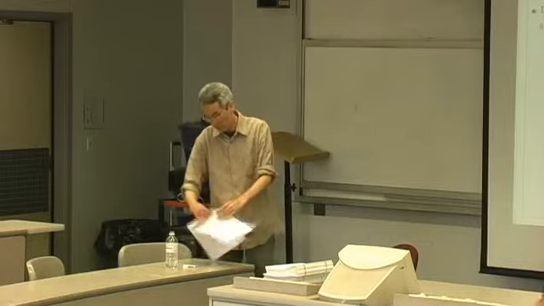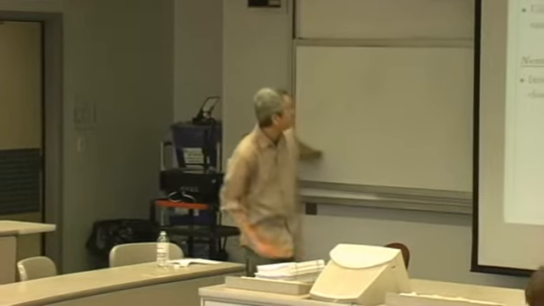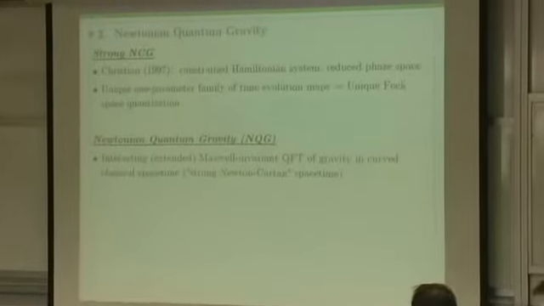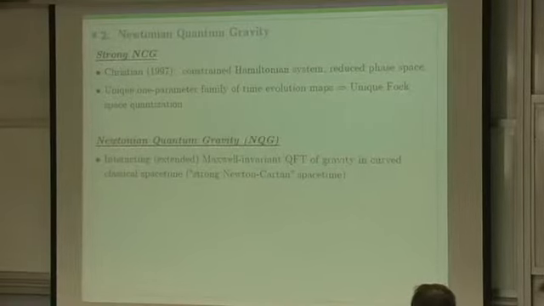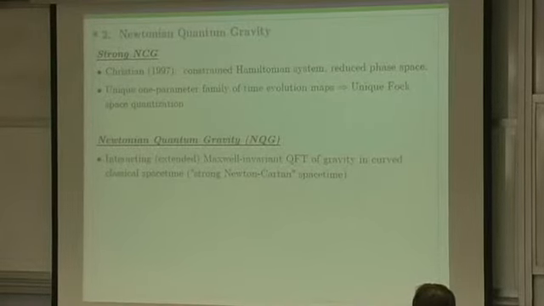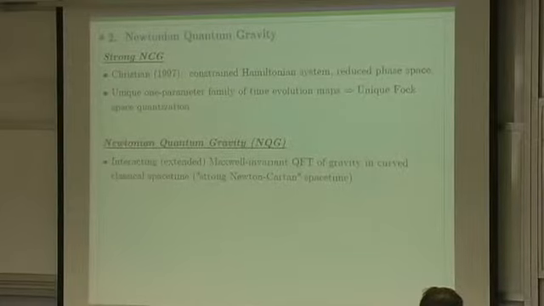The phase space has a non-degenerate symplectic structure and a unique one-parameter family of time evolution maps due to the absolute temporal metric. So it admits a unique one-particle structure and thus a unique Fock-based representation of the commutation relations. And so the result is Christian's Newtonian quantum gravity, NQFT. So it takes the form of an interacting Maxwell invariant quantum field theory set in a curved classical spacetime, what might be called strong Newton-Cartan spacetime.